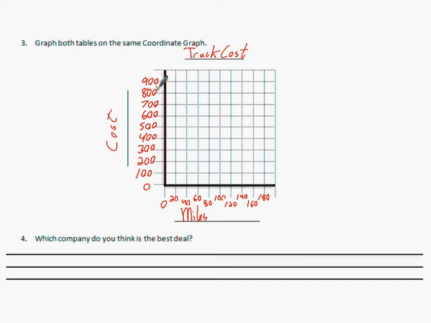Now, here's how we're going to tell the two graphs apart. So we have Rocky Mountain Trucks and High Plains Trucks. Rocky Mountain Trucks, I'm going to put in green. And High Plains, I'm going to put in blue. That way I can tell them apart. So Rocky Mountain's going to be first.